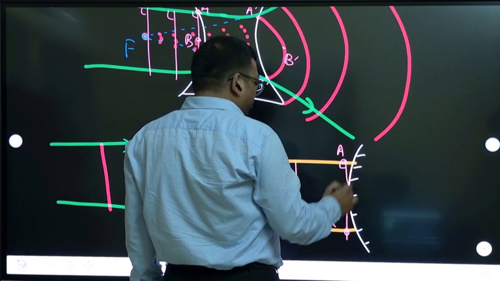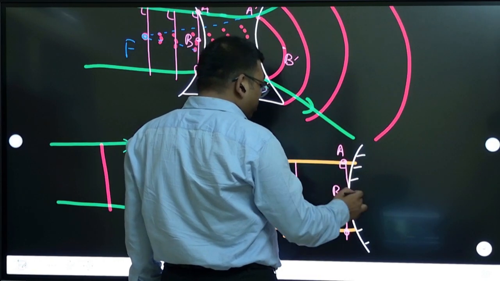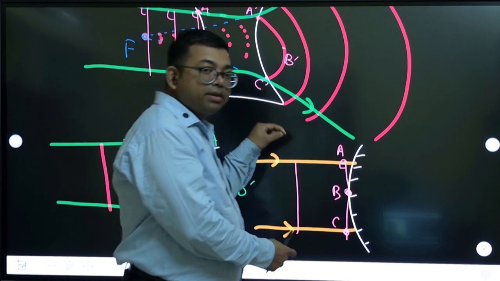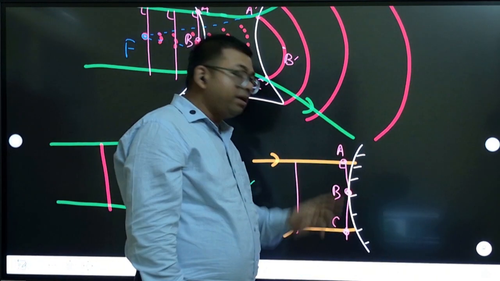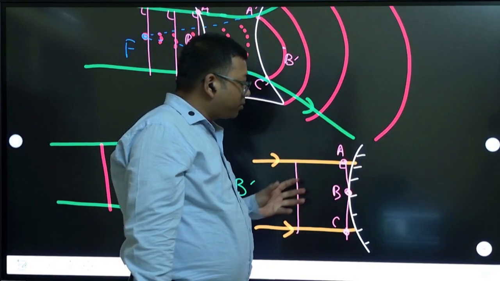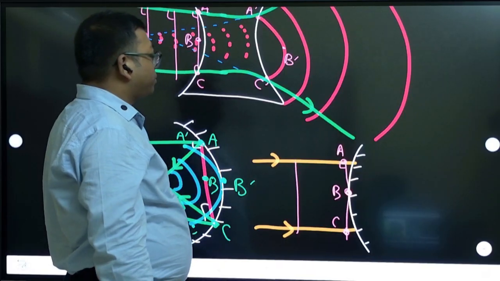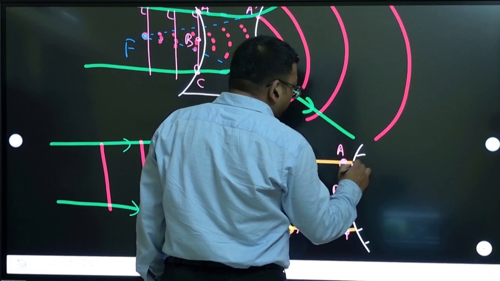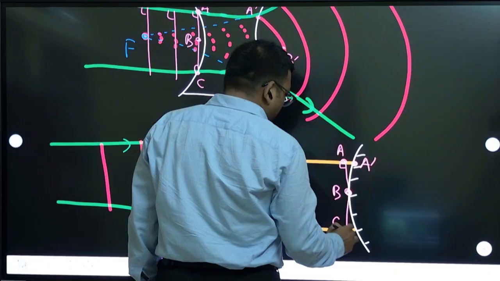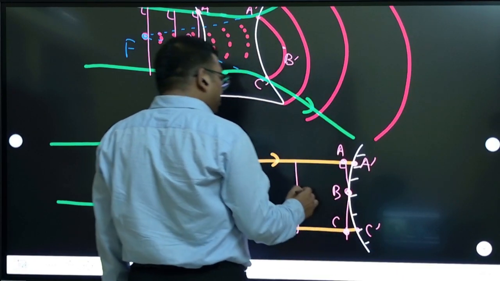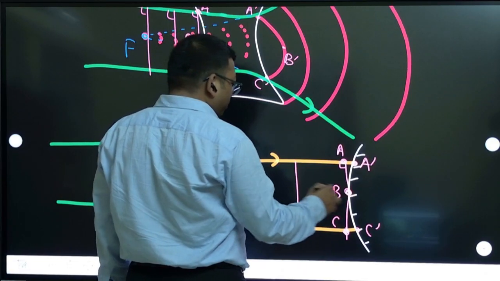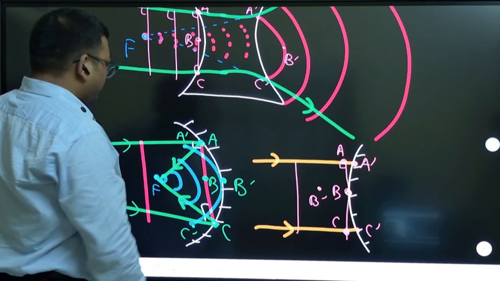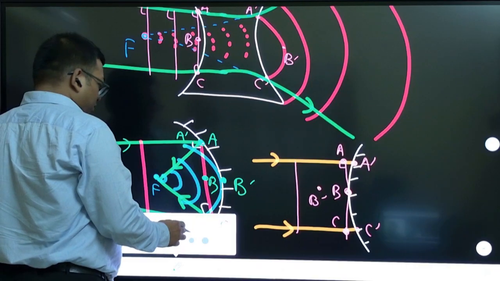A has not yet touched, but B has already touched the mirror, so it will reflect first. C has also not touched. A and C will take some time to hit the mirror, but B has already hit it. So the wave will be produced from point B definitely. The wave will reflect, and by the time the wave goes from point A to A dash, and by the time C goes to C dash, B will already have reflected. So B will come somewhere here as B dash. Okay, like this. Then try to make these rays.